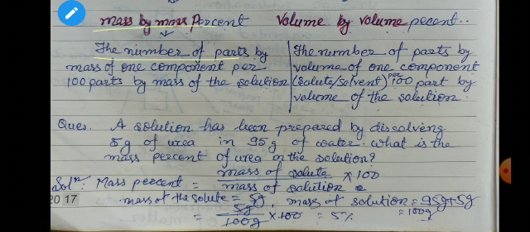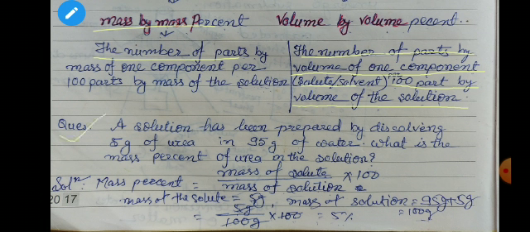And volume by volume percent: the number of parts by volume of one component, that may be solute or solvent, per 100 parts by volume of the solution is called volume by volume percent. So we can confirm these two more by taking two examples. We can see one example here.